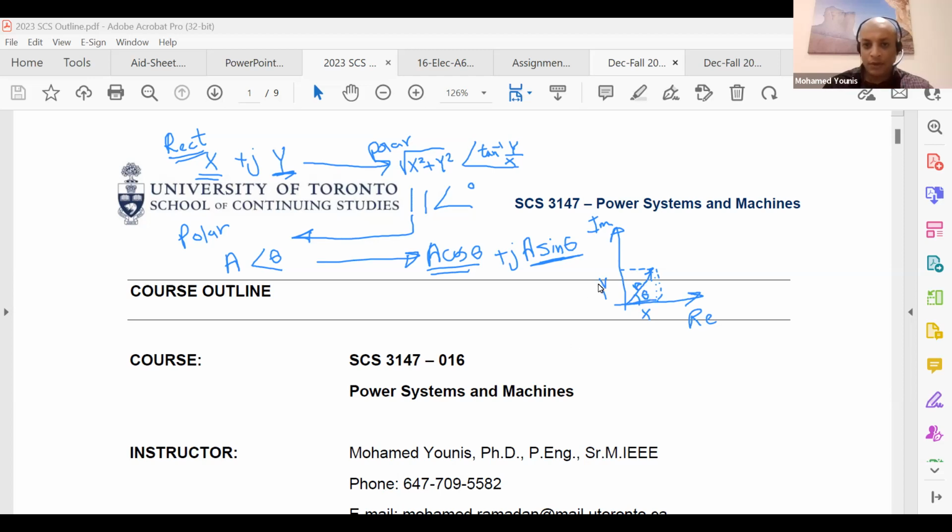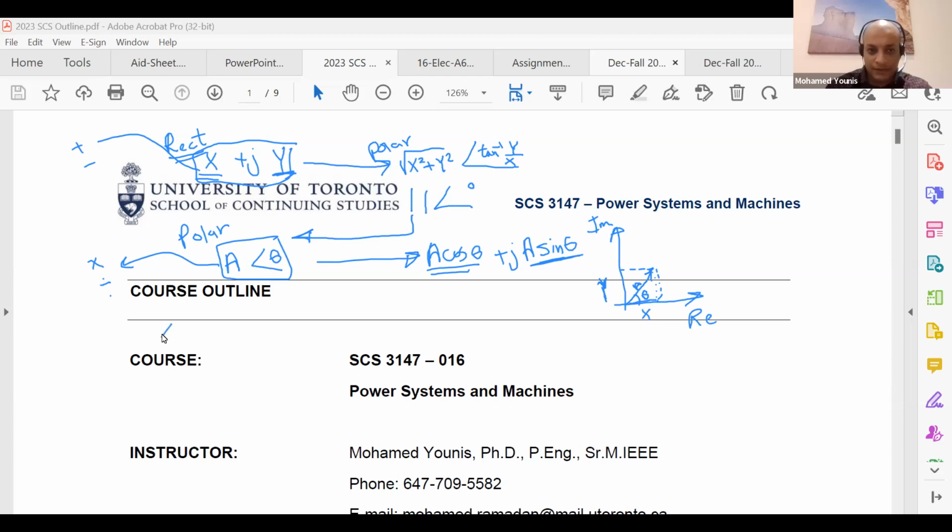When should we use the rectangular form and the polar form? Usually we use the rectangular form if you want to add or subtract phasors. We use polar if you want to multiply or divide the complex numbers, or the phasors.